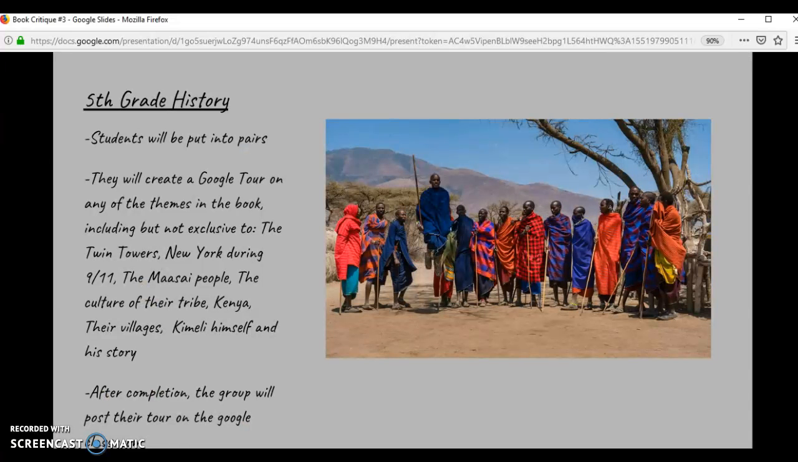The first lesson I have created to go with this featured text is a 5th grade history lesson. Students will be put into pairs and will be asked to create a Google tour on any of the themes in the book. This includes, but is not exclusive to, the Twin Towers, New York during 9/11, the reaction America had to 9/11, the Maasai people, the culture of their tribe, Kenya and where the Maasai people lived, their villages, or even Kameli himself and his story. After completion, the group will post their tour on the Google Classroom that I have provided for them.